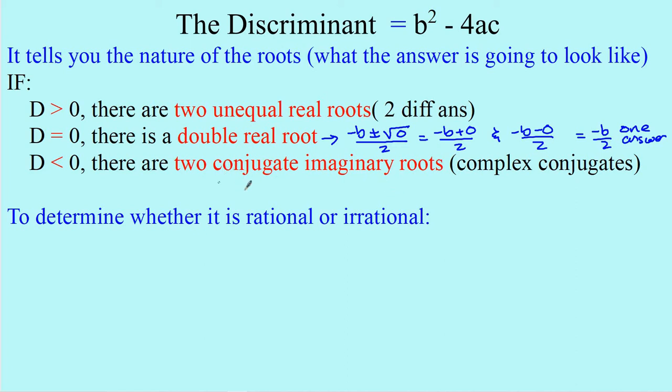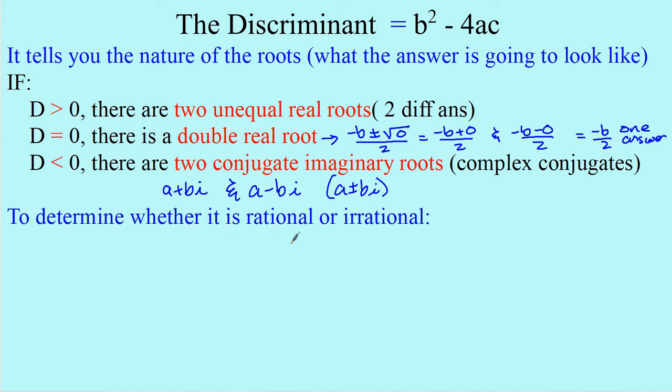Okay? Conjugate, right? Remember that it would be a plus bi and a minus bi, right? And we can write that as a plus or minus bi. So that's what they mean by conjugate. Okay? So that's how we can tell how many roots there are. If the discriminant's bigger than 0 or less than 0, we know it's two roots. All right? We know it's imaginary when it's negative. And when it equals 0, it's two of the same.